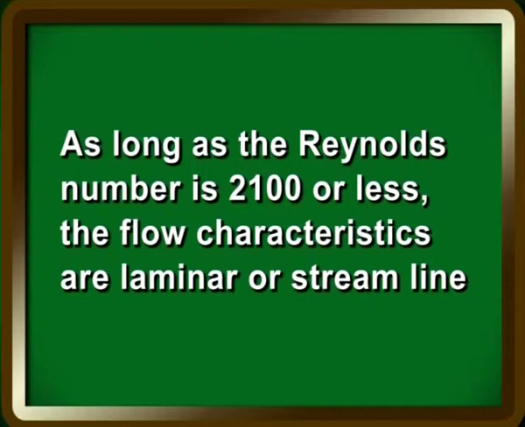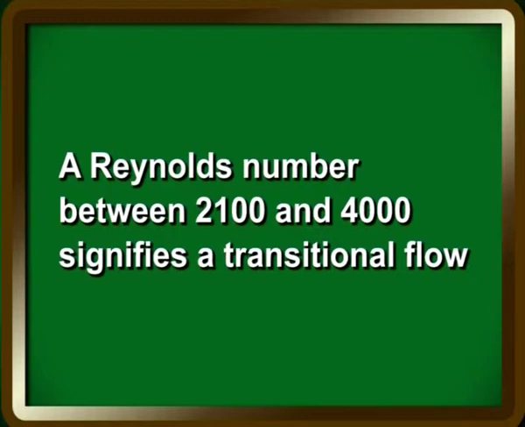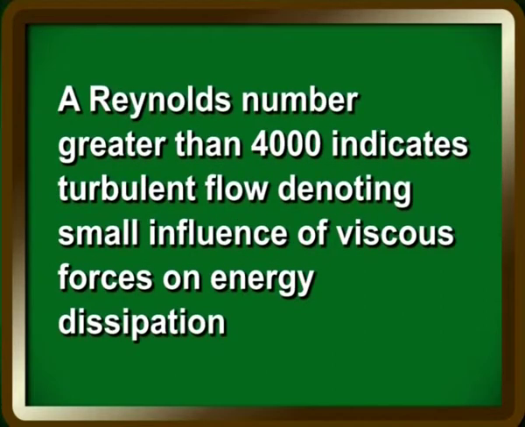A Reynolds number is most useful in quantitatively describing the flow characteristics of a fluid flowing either in a pipe or on the surfaces of objects of different shapes. As long as the Reynolds number is 2100 or less, the flow characteristics are laminar or streamline. A Reynolds number between 2100 and 4000 signifies a transitional flow. A Reynolds number greater than 4000 indicates turbulent flow, denoting small influence of viscous forces on energy dissipation.